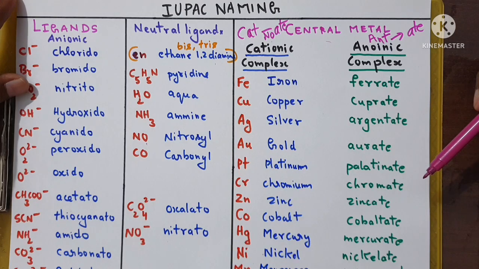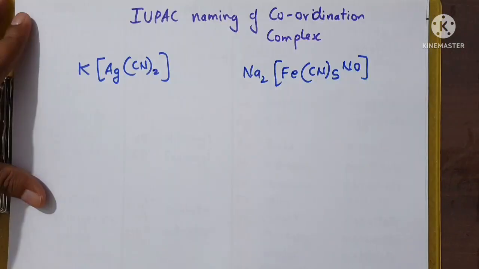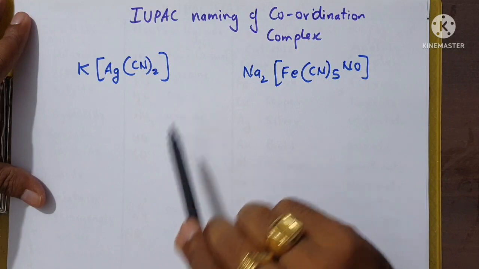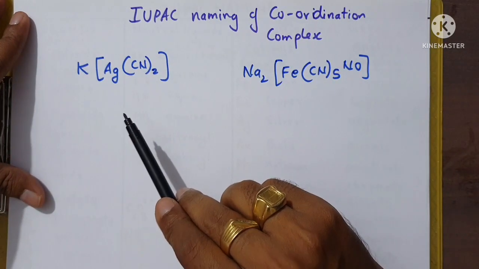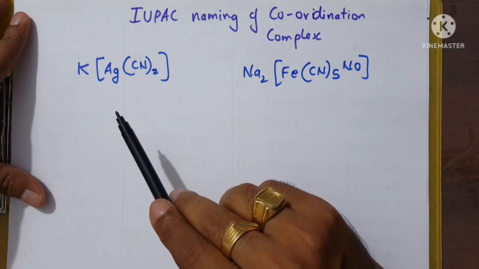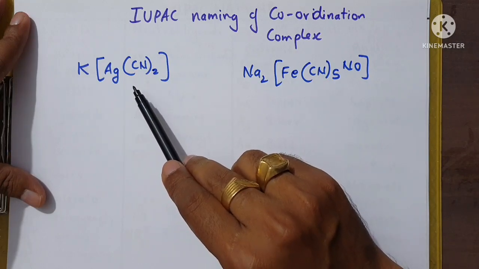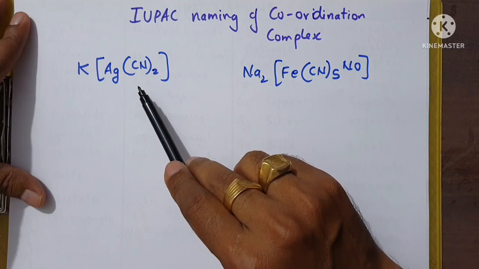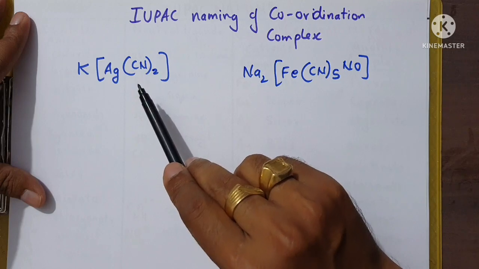Let us start some of the examples now. Let us try this example, children. Rule number 1. You need to listen carefully, children. Rule number 1 is to know whether the given complex is an anionic complex or a cationic complex. How to know that? It's very simple, children.